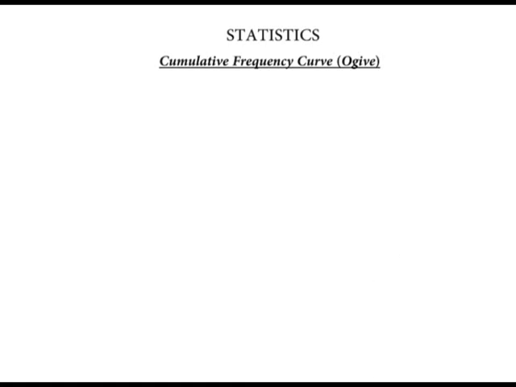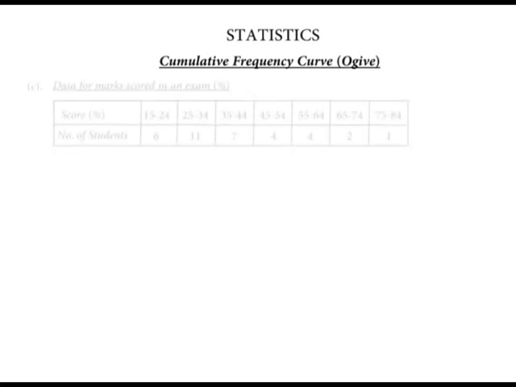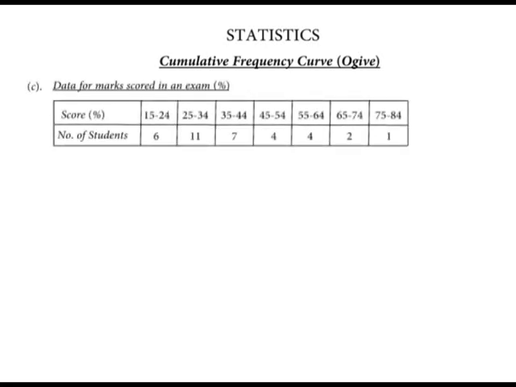Lastly, we look at the cumulative frequency curve. Now, a cumulative frequency curve, also called an ogive, is the graph obtained when the cumulative frequencies are plotted against the upper class boundaries for a given set of grouped data. For example, in our case, if we take the upper class boundaries and their corresponding cumulative frequencies, we will obtain this kind of data.